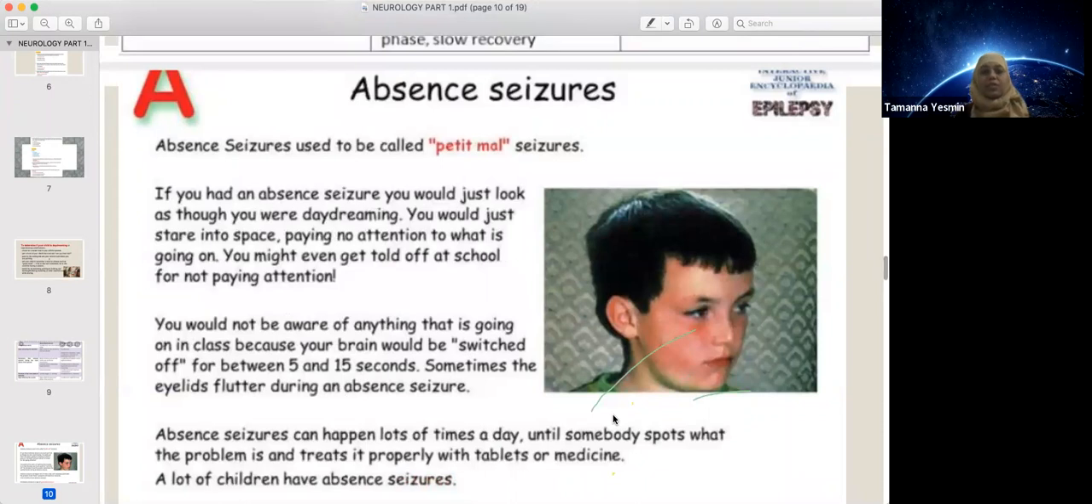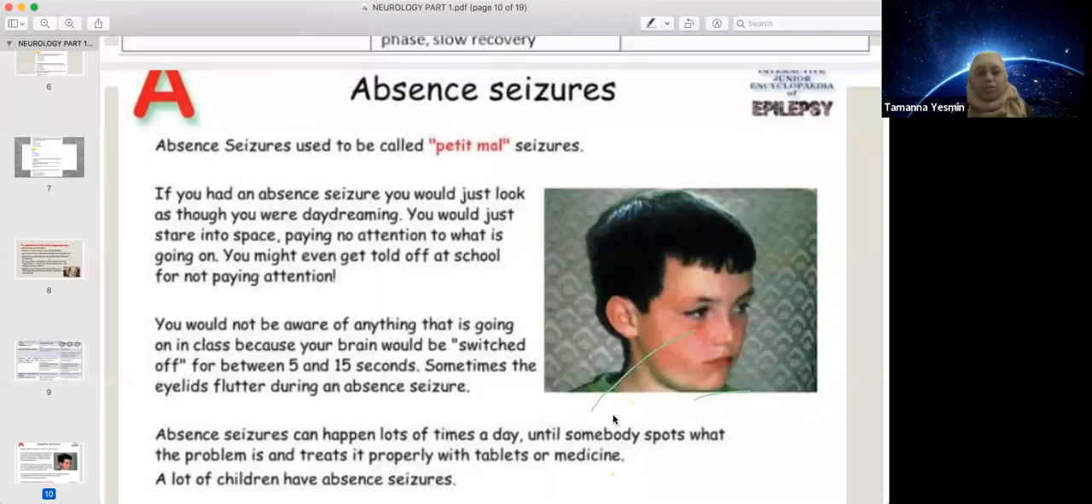Now, what is absence seizure? Who can tell us? Maximum how many times can an absence seizure occur to any child? Unlimited times. Okay, an absence seizure can occur an unlimited number of times. This we have to remember.